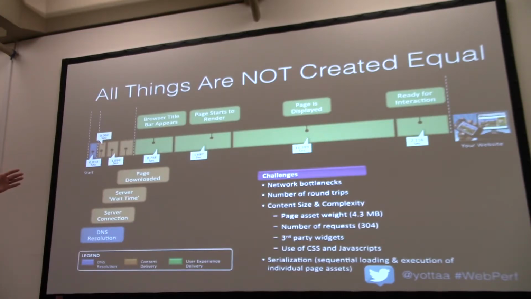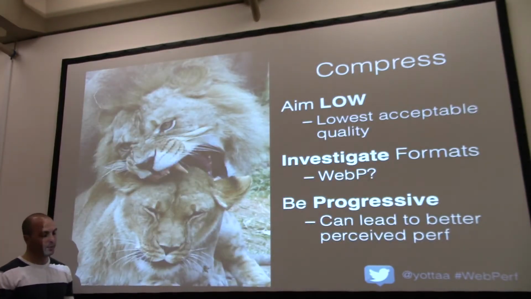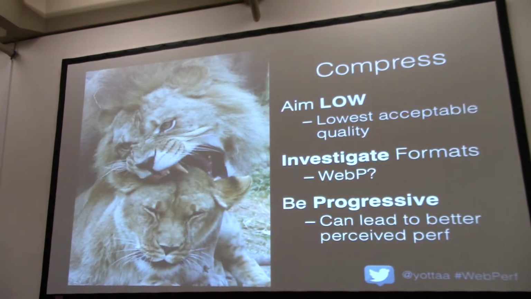It's when the browser title bar appears all the way until the page is ready for interaction that you really have the most impact over. And there's a couple of things that people know how to do. So for example, you're going to compress your images. There's two types of compression that are popular. There's lossy and lossless compression. People, for the most part, know what those are. The tricks for getting compression right are basically to go as low quality as you can before people start to notice. So people starting to notice is sort of an amorphous thing.